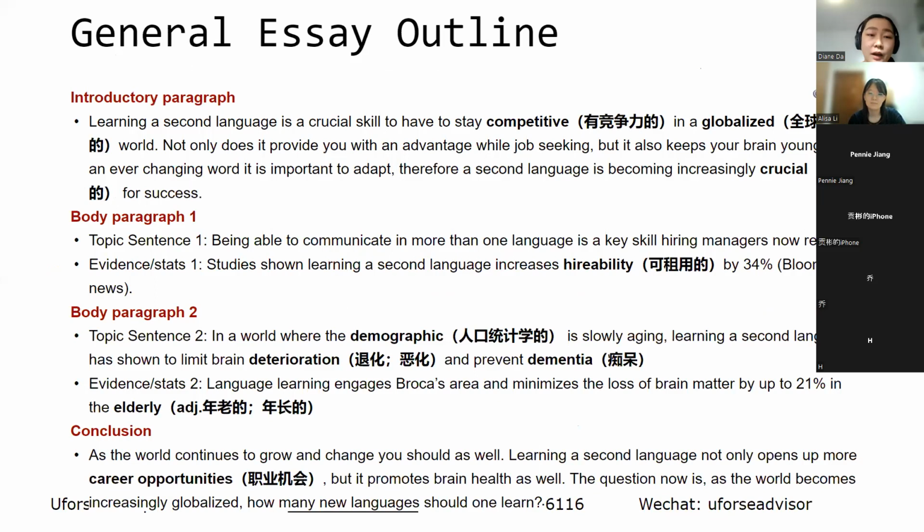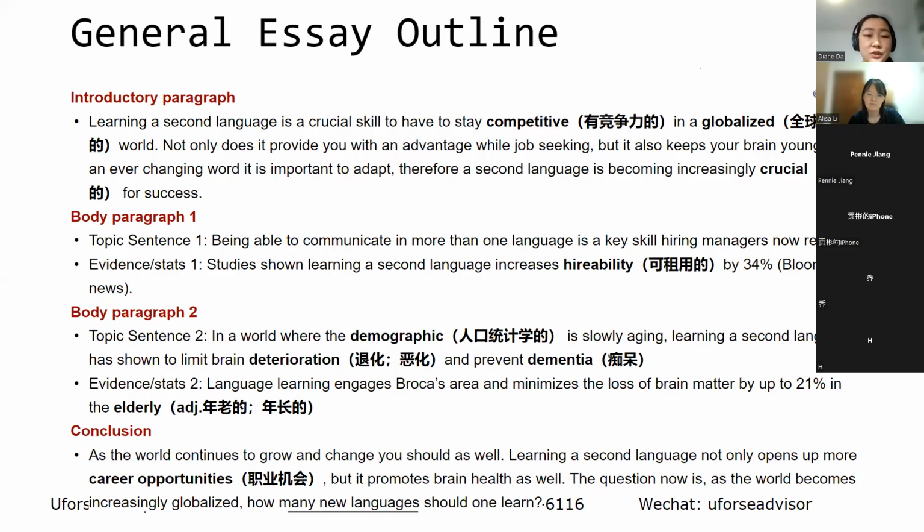Then we jump into our body paragraph 1. So you always start with the topic sentence. So our topic sentence 1 is, being able to communicate in more than one language is a key skill hiring managers now require. Evidence or statistics number 1, studies show learning a second language increases hireability by 35%. This was a statistic that we pulled from Bloomberg News.